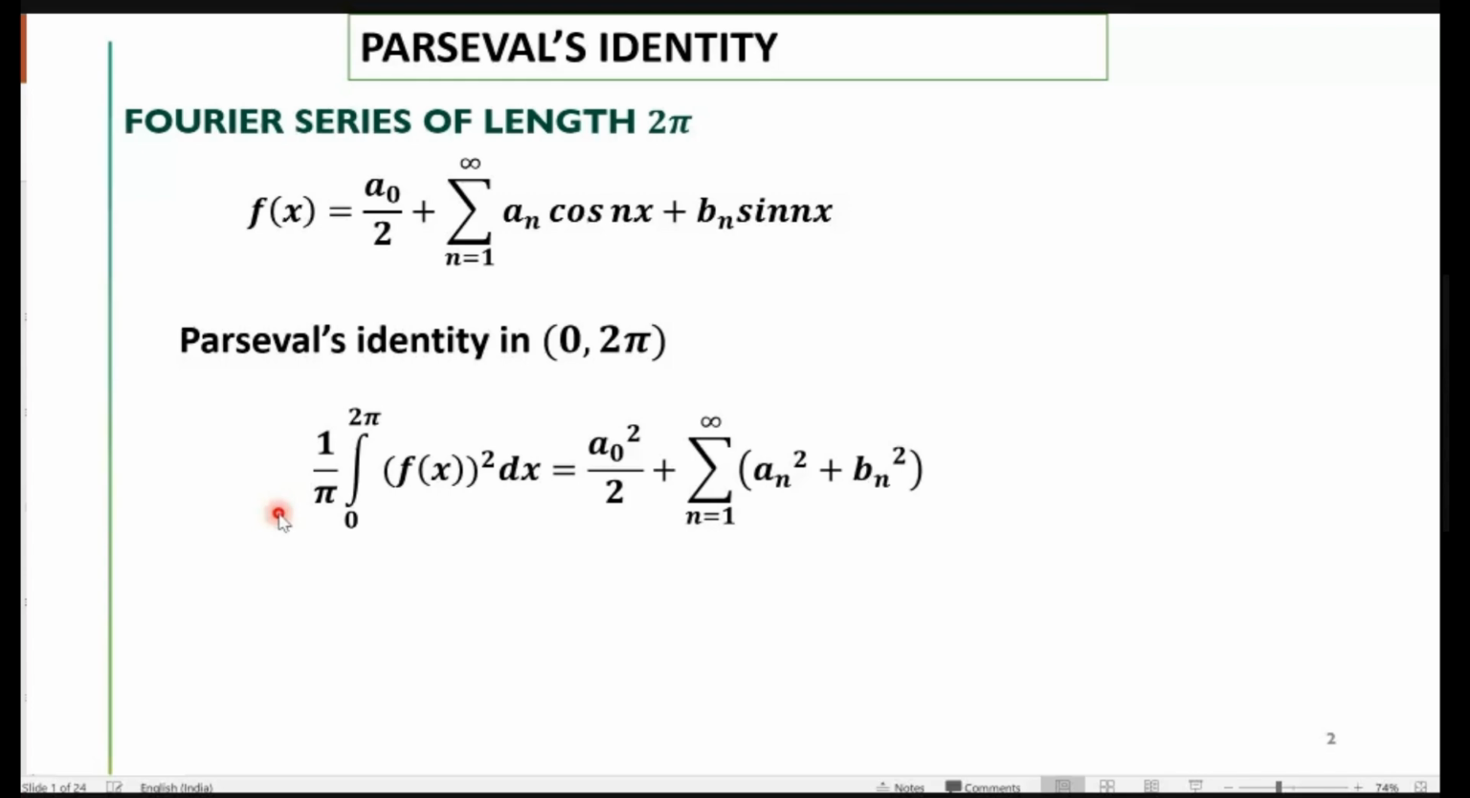Okay, so to remember this, whatever is the series, f of x को square करना है, a0 को square करना है, an square and bn square. Integration खाली left hand side में आएगा. जो भी limits दिया है, that has to be substituted over here. And normally in the formula for a0, an and bn, we get 1 by pi. That 1 by pi comes over here.